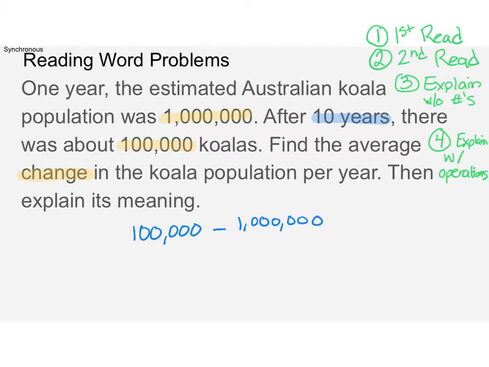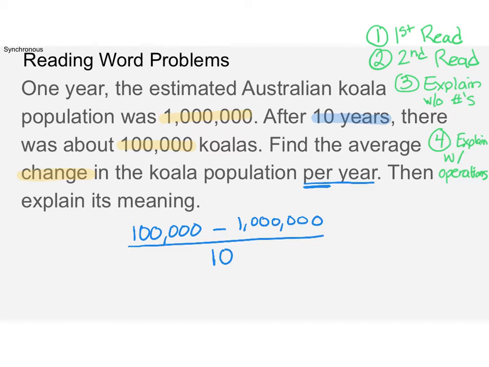And then this is saying that it's after 10 years. So this didn't happen just in 1 year. It was 10 years. So this is over 10 years. And it does say per year. When it has per, that means to divide. Okay? So that's usually what per means.